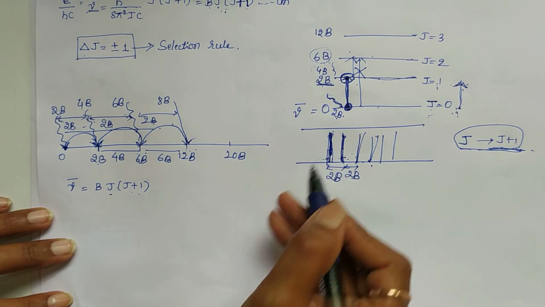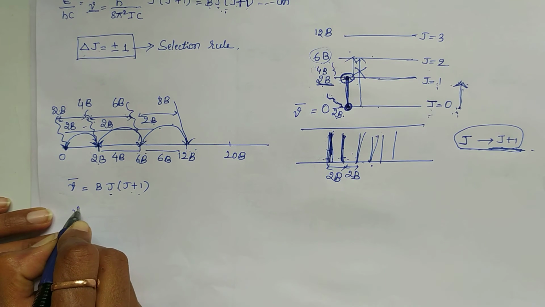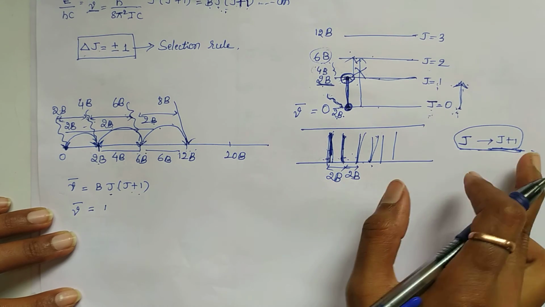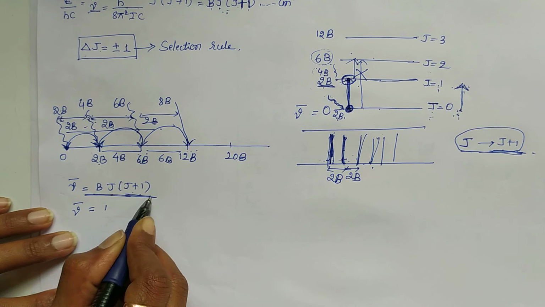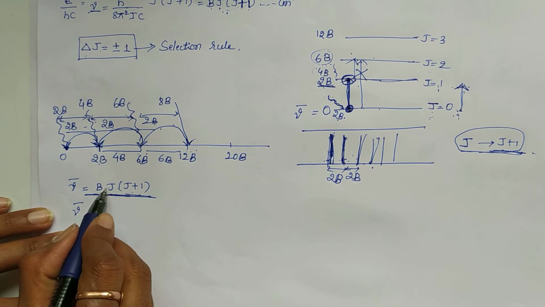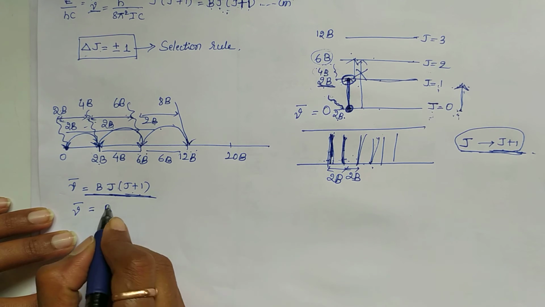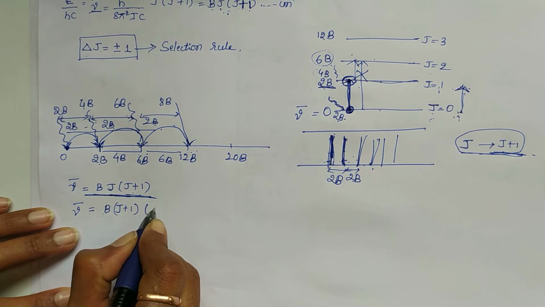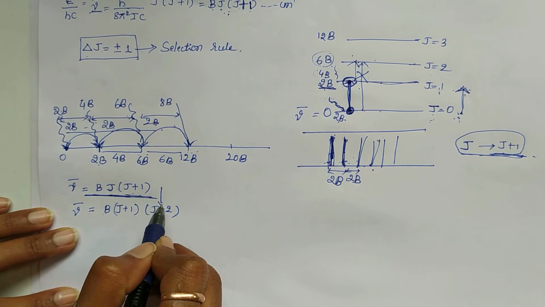So if we write the expression for the wave number of this line, nu bar is equal to... J to J plus 1 transition is there. For the Jth value, this is the expression for the energy level of the molecule. And for J plus 1, in place of J, I have to substitute J plus 1. For that again I get B as it is, the constant, J plus 1 and J plus 2. This is for the next energy level J plus 1. The transition takes place from here to here.